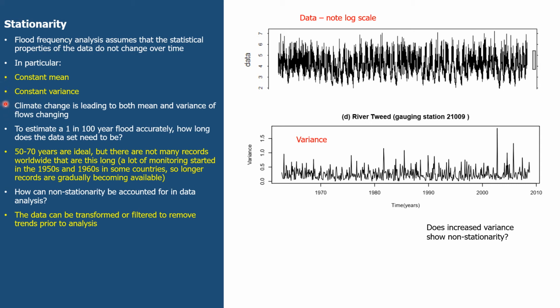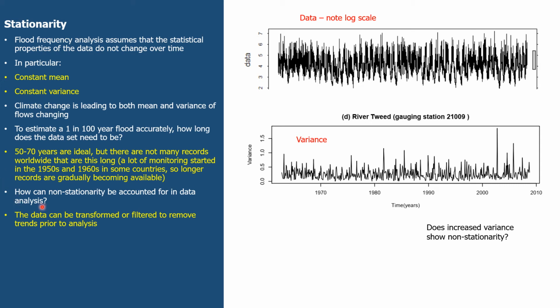Even if we do have a stationary data set, though, to estimate a 1 in 100-year flood, how long does our data set need to be? Well, some analysis we'll look at in a later lecture suggests that between 50 and 70 years seems to be long enough. But actually, worldwide, not all that many records are that long. They're getting longer, of course, because a lot of data monitoring started in the 1950s and 60s, so longer records are slowly becoming available as time goes on, but we often have to work with shorter data series, as is the case in the Philippines.